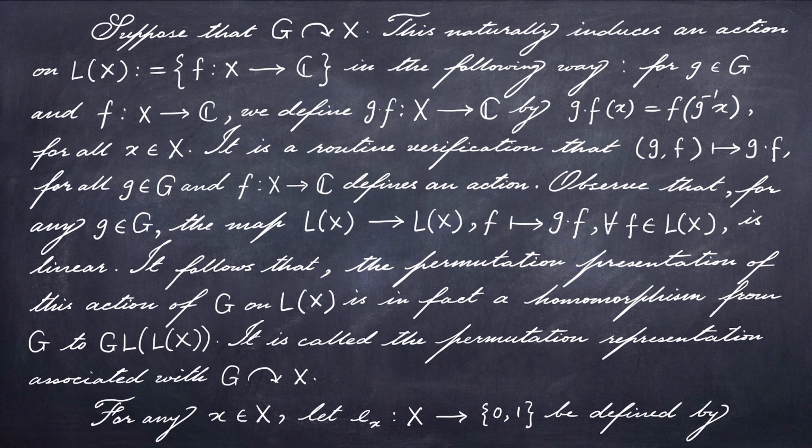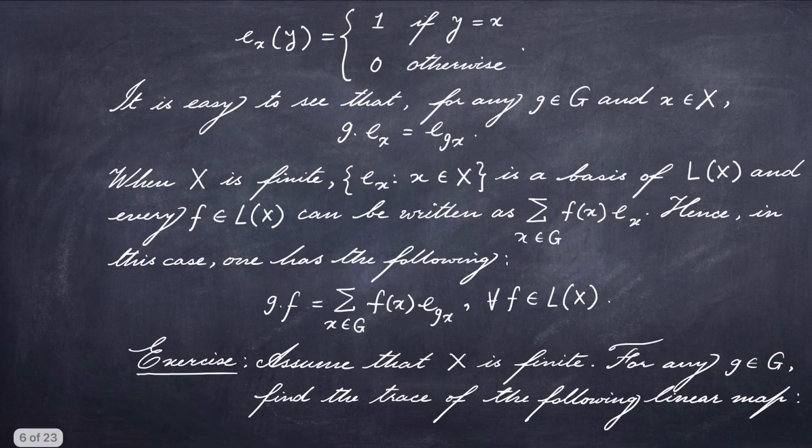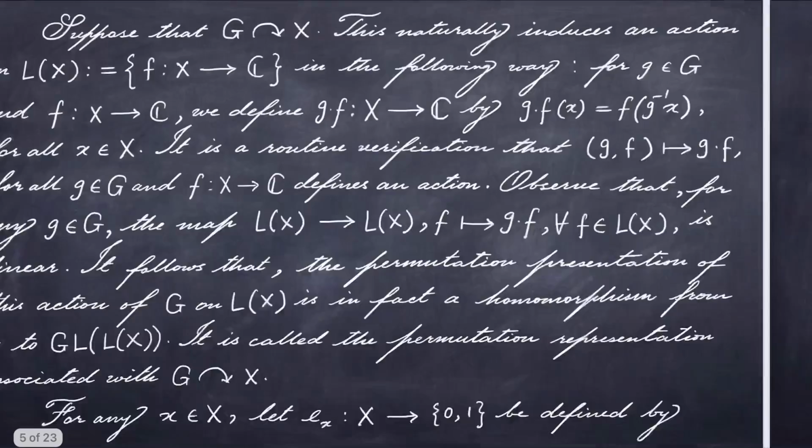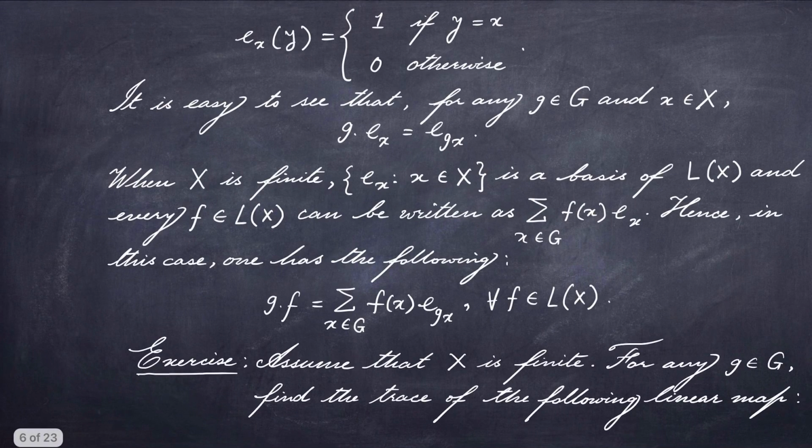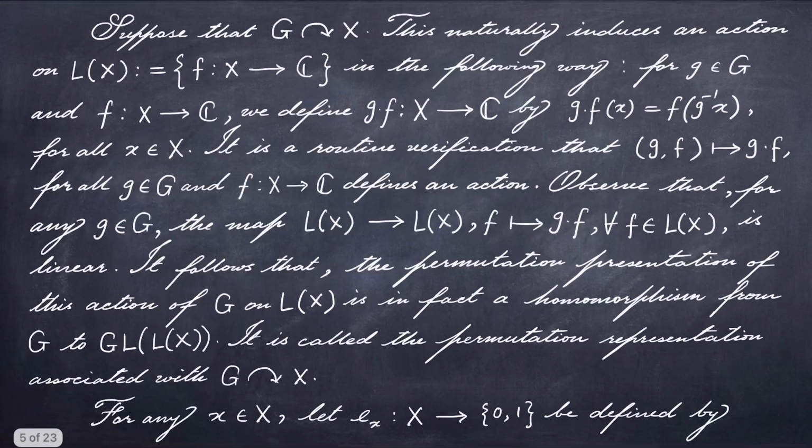Okay. Now let's move on. For any x in X, let Ex denote the map which takes the value 1 at the point x and 0 elsewhere. And it's easy to see that for any group element g and x in X, if the group element g acts on Ex, then it yields E of gx. That's clear from the definition.